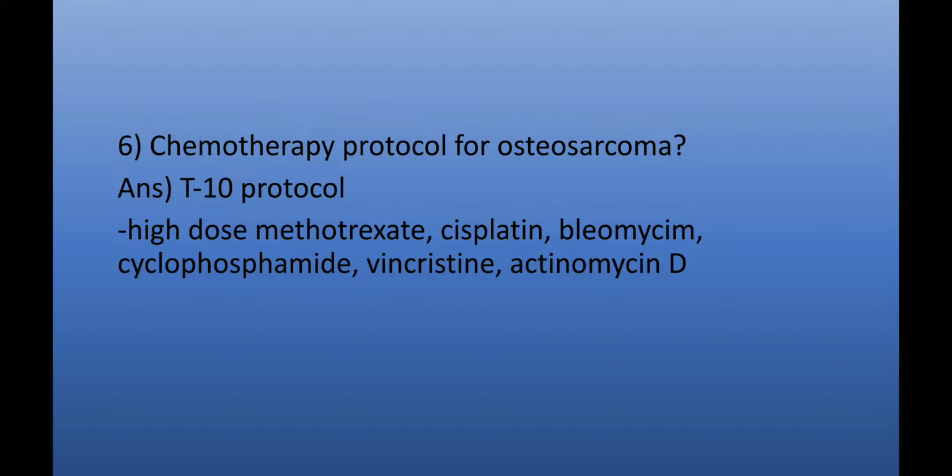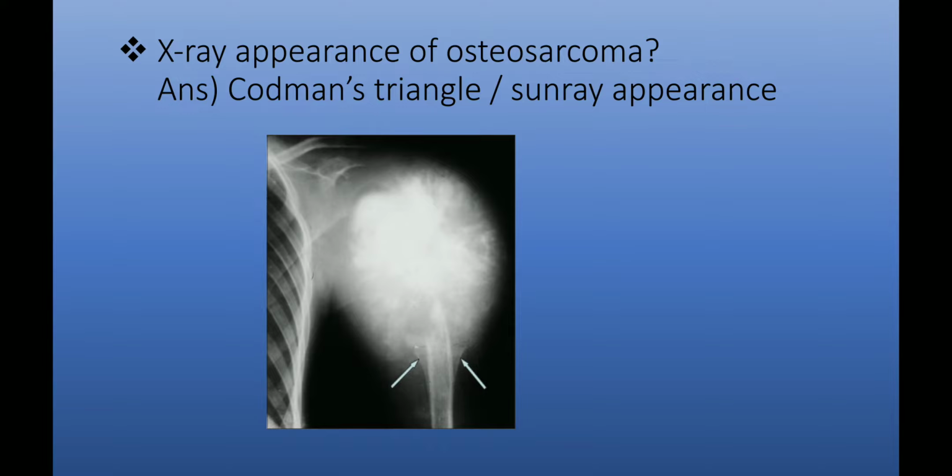Chemotherapy protocol for osteosarcoma, T10 protocol. So what is T10 protocol? It is high dose of methotrexate, cisplatin, bleomycin, cyclophosphamide, vincristine and actinomycin D. So chemotherapy protocol for osteosarcoma is T10 protocol. Another frequently asked question is, what is the X-ray appearance of osteosarcoma? So the answer is Codman's triangle or sunray appearance, and this is an associated image-based question from it.